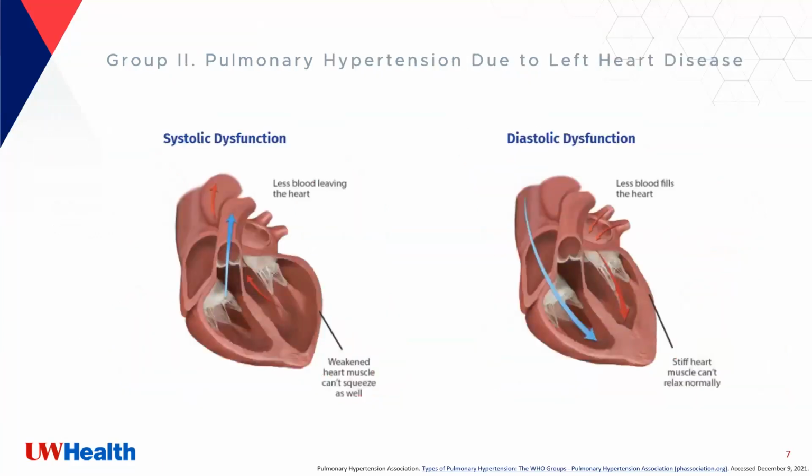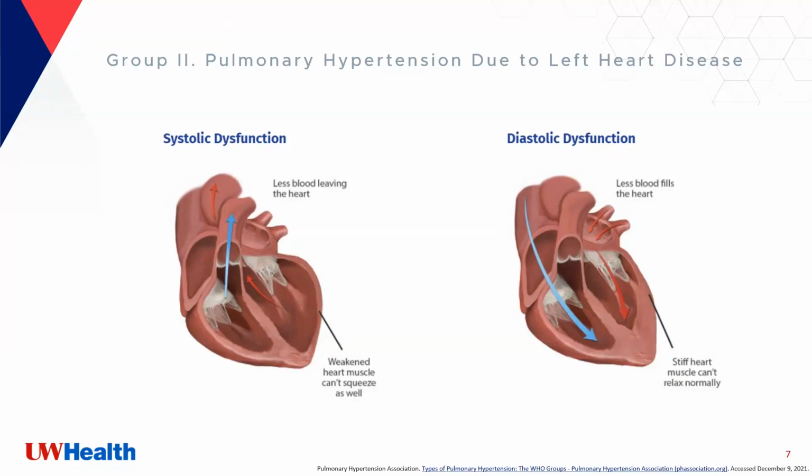Moving on to group 2, which is pulmonary hypertension due to left heart disease. So in this group, arteries of the lungs are not as thick and stiff as in group 1, but there are problems with how the heart squeezes, causing reduced blood leaving the heart, or how it's relaxing, causing a defect in filling. There also could be problems with the valves of the left side of the heart. Because of this, the left heart is unable to keep up with the blood returning from the lungs, causing a backup of blood, which raises pressure in the lungs.